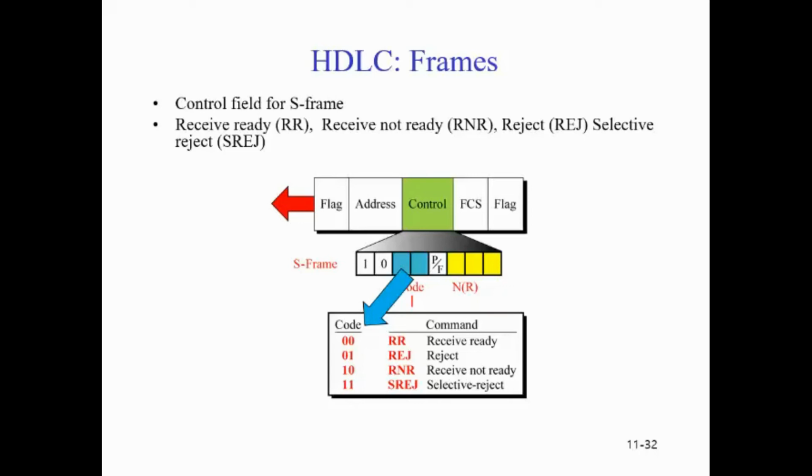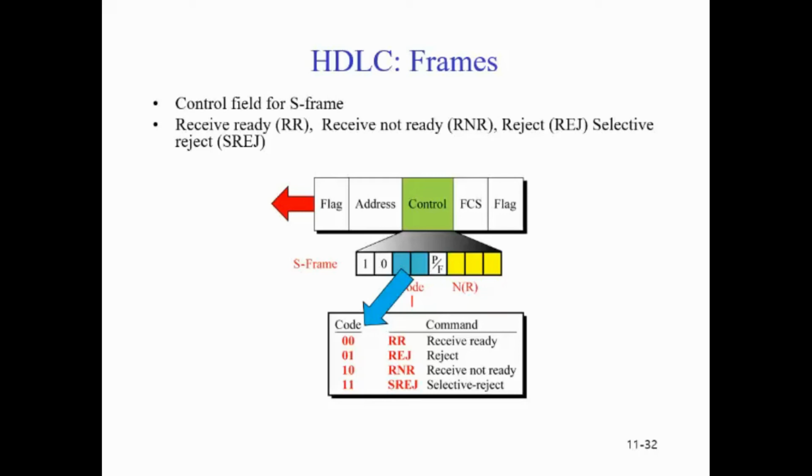Selective reject, SREJ. If the value of the code subfield is 11, it is a selective reject S frame. This is a negative acknowledgement frame used in selective repeat ARQ. Note that the HDLC protocol uses the term selective reject instead of selective repeat. The value of NR is the negative acknowledgement number.